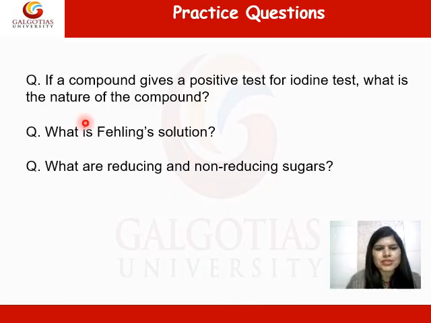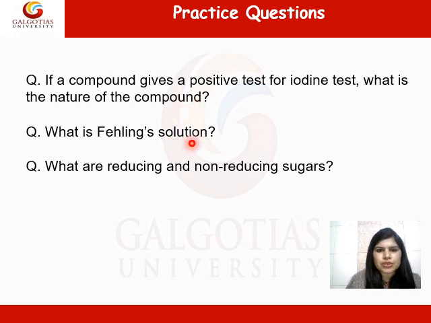So dear students, there are some sample questions of the pattern you can expect in your examination. If a compound gives a positive test for the iodine test, what is the nature of the compound? We have learnt in this lecture that the iodine test is particularly used for the identification of starch.